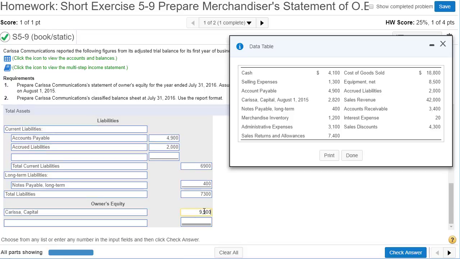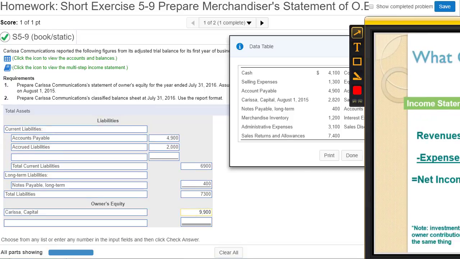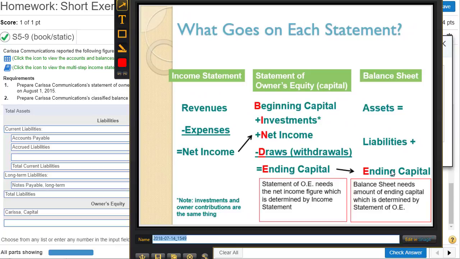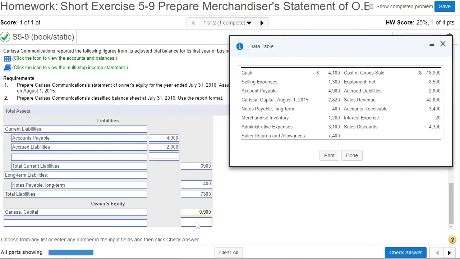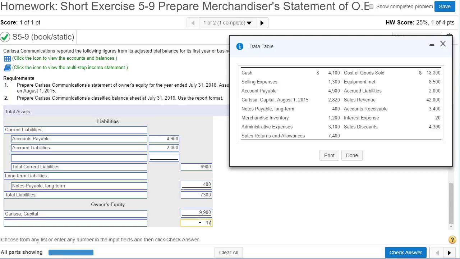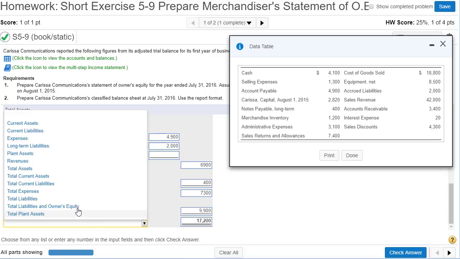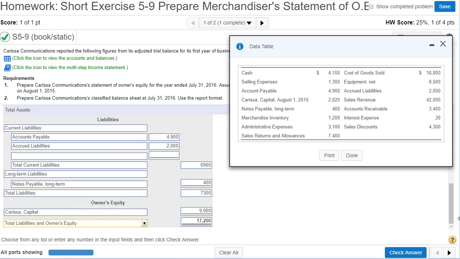And then what we're going to do is we're just following our formula. We're going to take liabilities plus that ending capital. So we're going to add those two together, and that gives us $17,200 of liabilities and owner's equity.